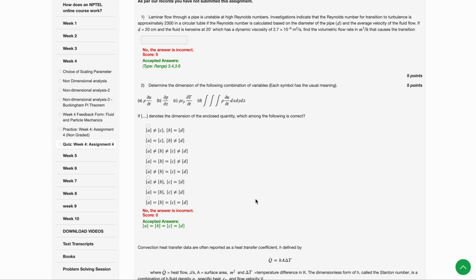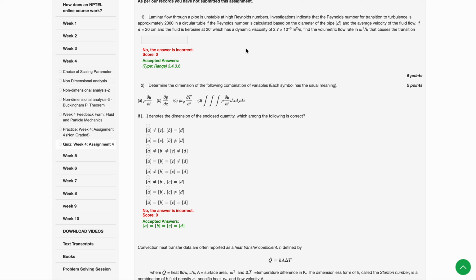If D is equal to 20 centimeters and the fluid is kerosene at 20 degrees Celsius, which has a dynamic viscosity of 2.7 into 10 raised to minus 6 meter square per second, find the volumetric flow rate in meter cube per hour that causes the transition. That's a very interesting question. Okay, so what is given?